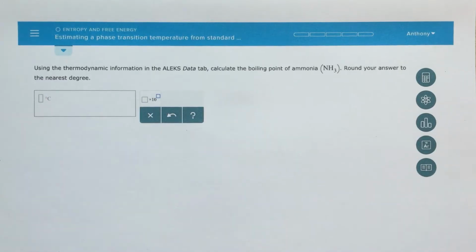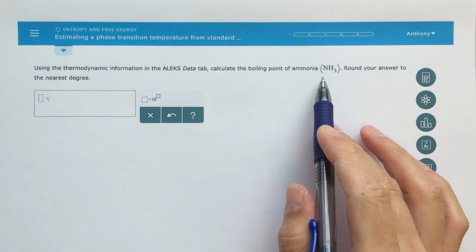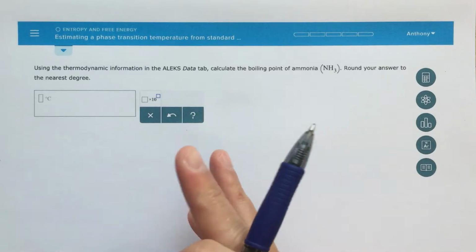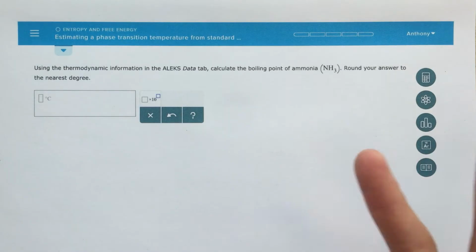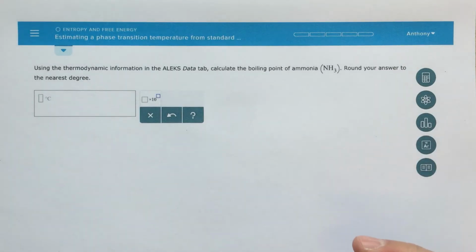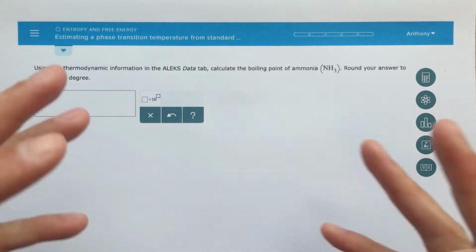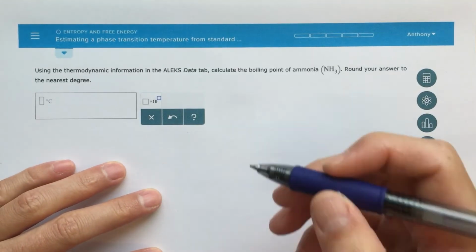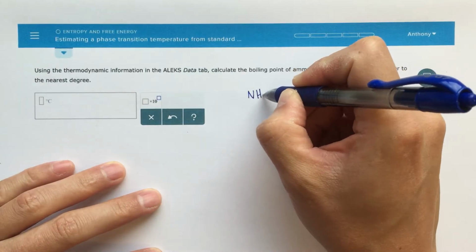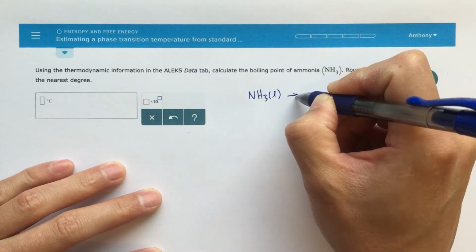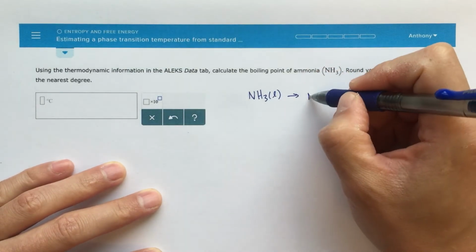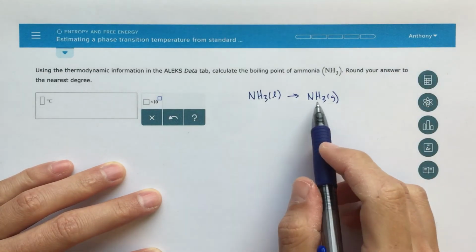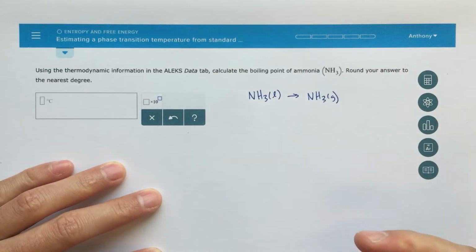This is a tricky problem, but I think it's a great problem, and it brings together a lot of different concepts. It says calculate the boiling point of ammonia, and round your answer to the nearest degree. It doesn't give us very much information, and obviously this is something we could look up, but it's bringing together a lot of different information. The starting point is the actual chemical reaction that represents the boiling of ammonia: NH3 liquid turning into NH3 gas.